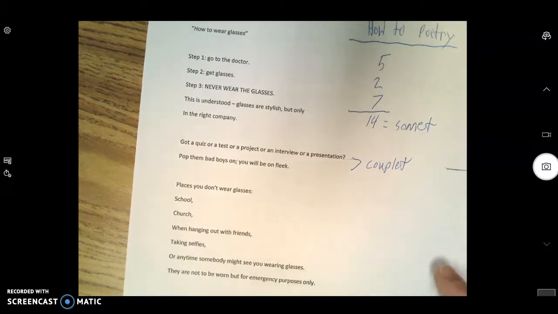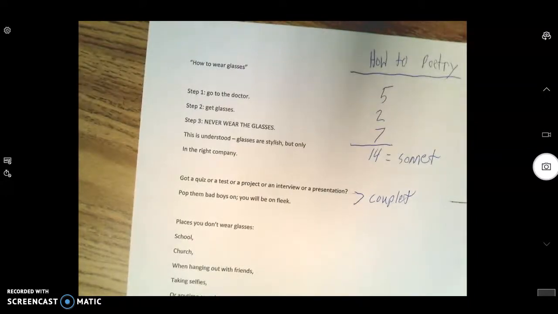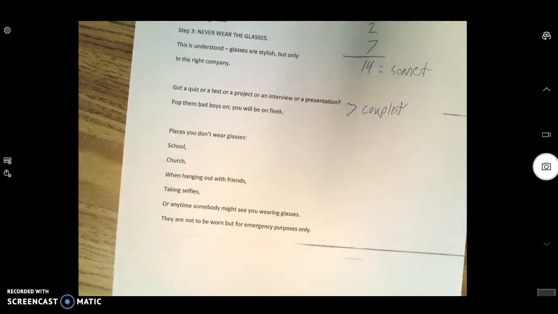So check this out. Let's learn right quick on how to wear glasses, okay? So it says, step 1, go to the doctor. Step 2, get glasses. Step 3, never wear the glasses. This is understood. Glasses are stylish, but only in the right company. Got a quiz or a test or a project or an interview or presentation? Pop them bad boys on. You will be on fleek. Places you don't wear glasses: school, church, when hanging out with friends, taking selfies, or anytime somebody might see you wearing glasses. They are not to be worn, but for emergency purposes only.